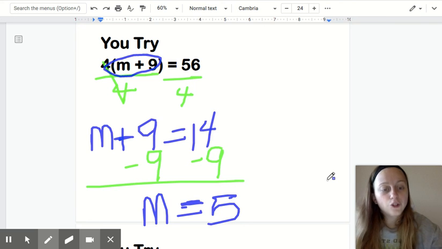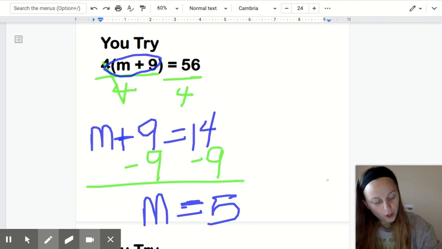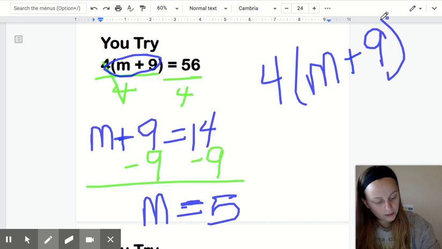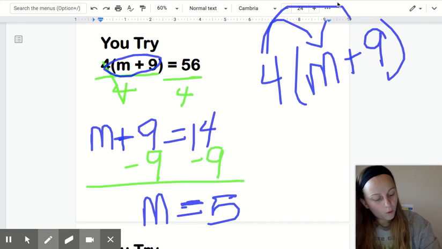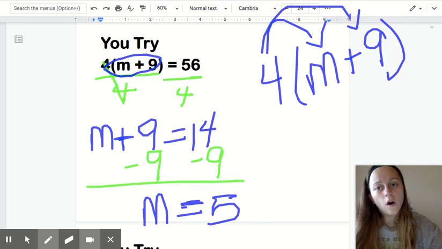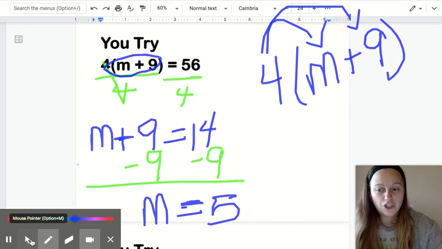Okay. So again, 2 options. If you chose to do the distributive property first, you are more than welcome to do that and then solve. Or you can divide by 4 and then deal with the stuff in the parentheses. It's totally up to you.